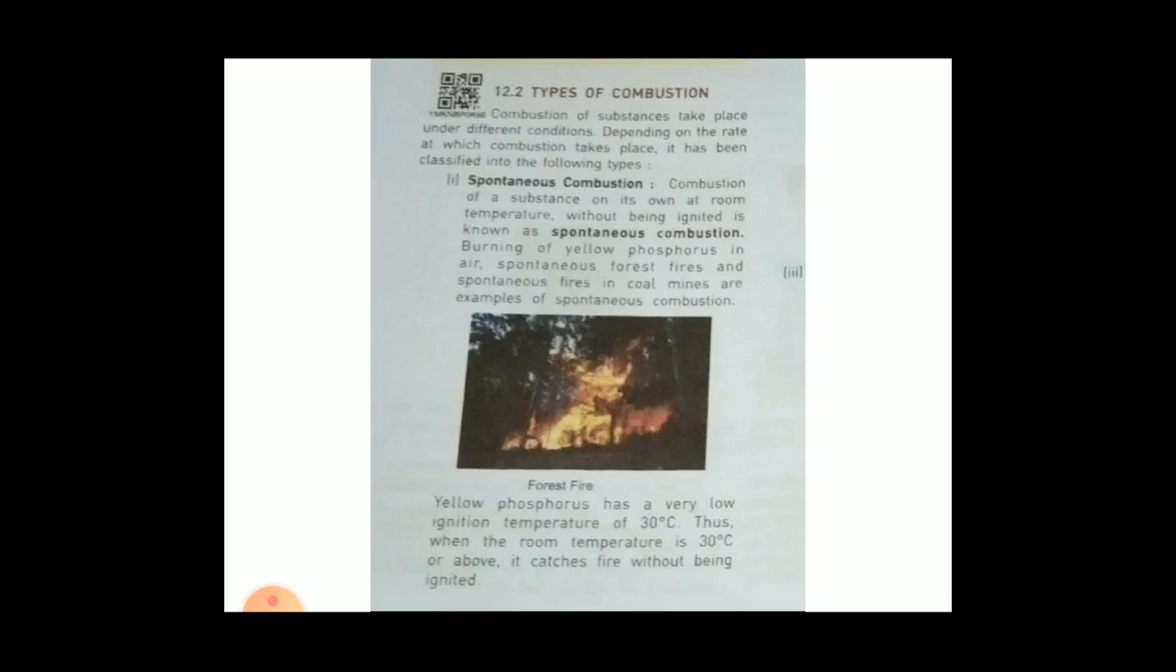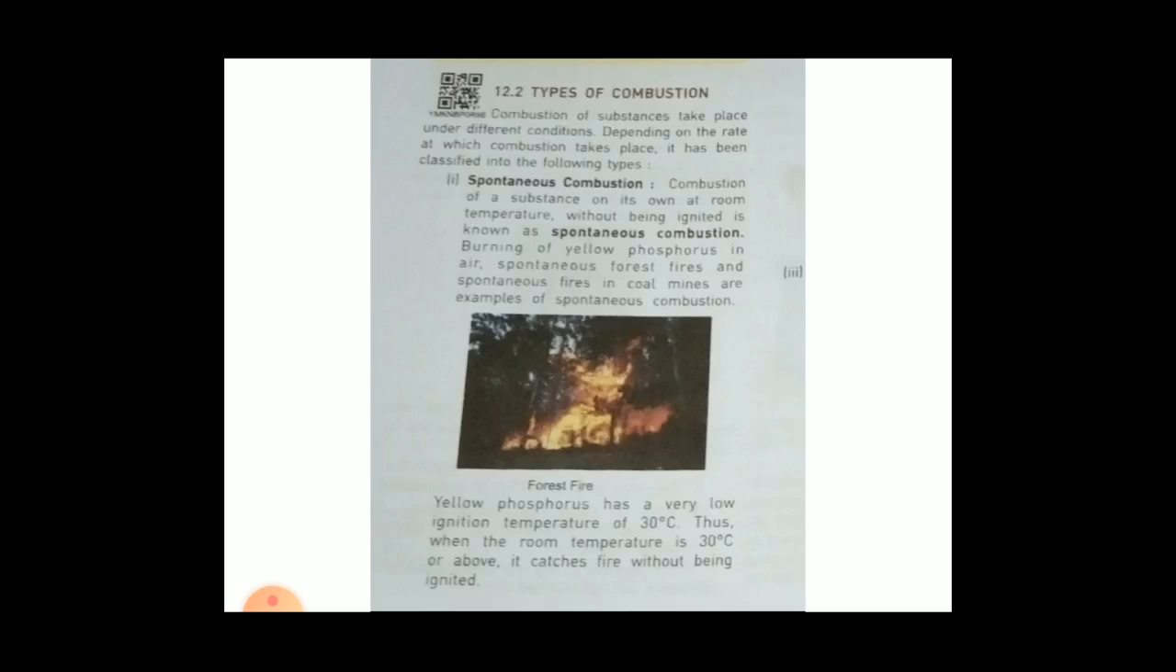These are combustion on its own at room temperature. Yellow phosphorus has a very low ignition temperature of 30 degrees centigrade. Thus, when the room temperature is 30 degrees centigrade or over, it catches fire without being ignited.